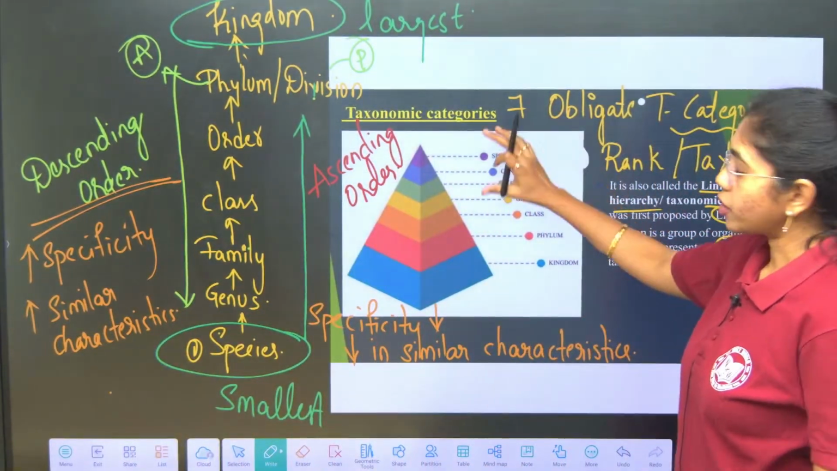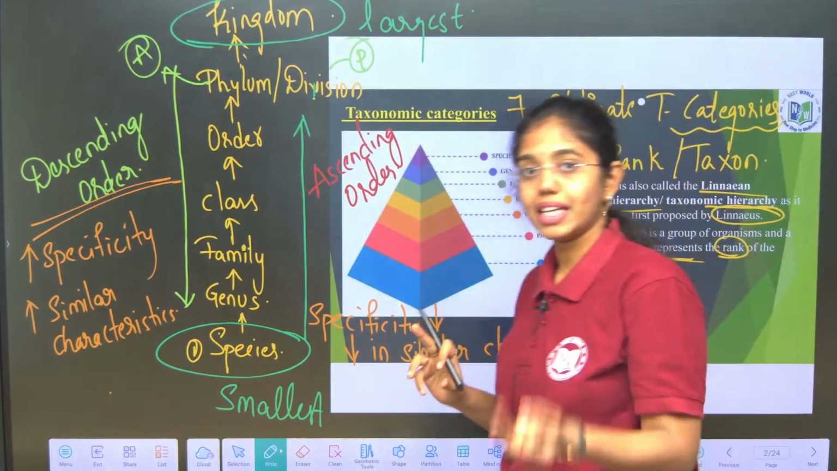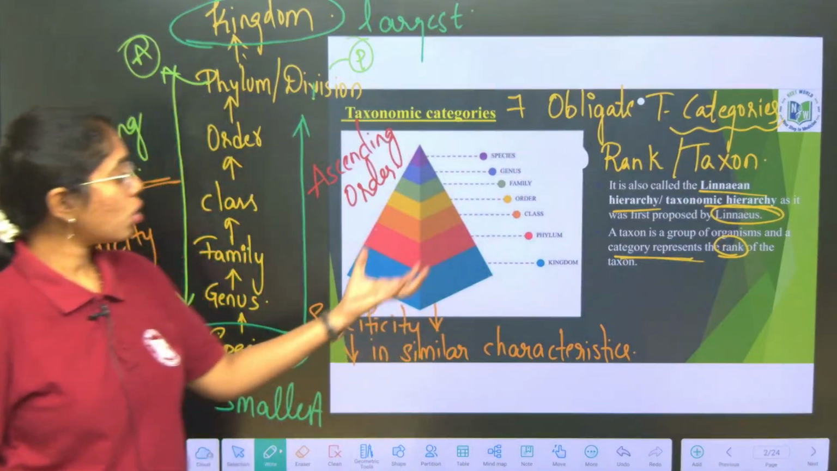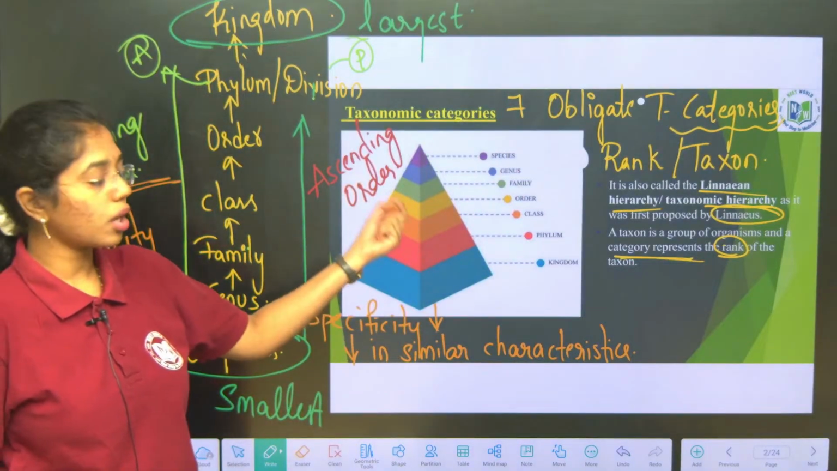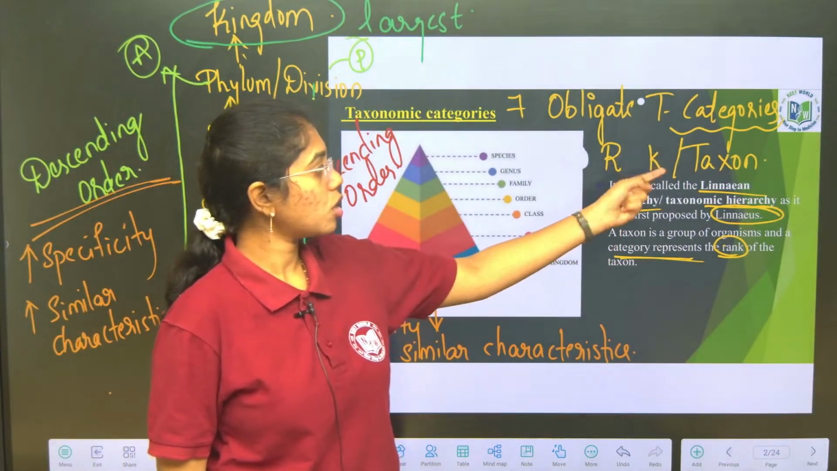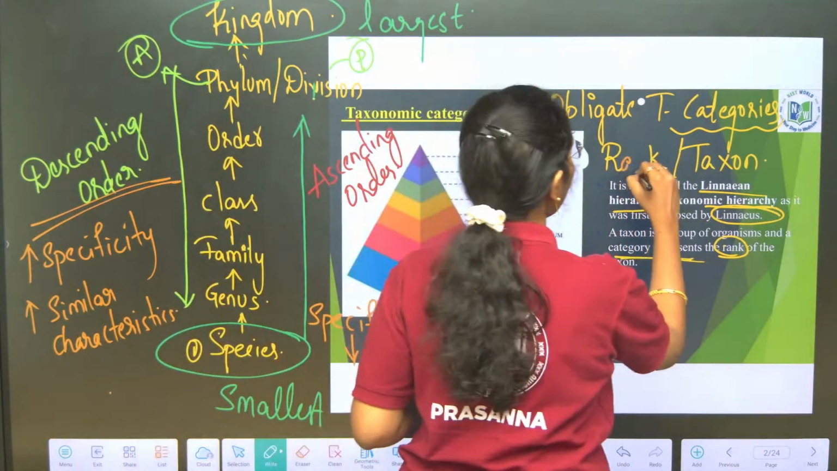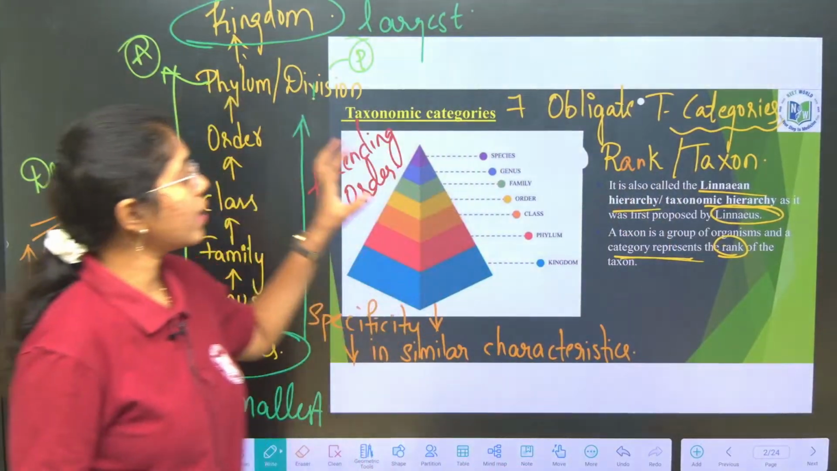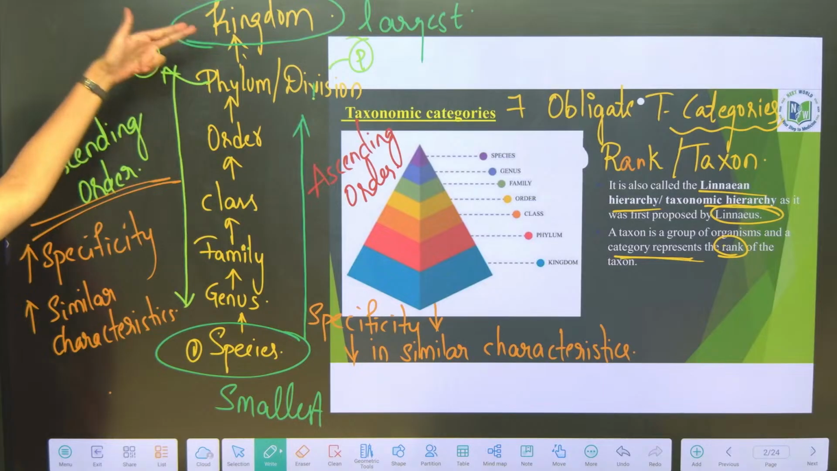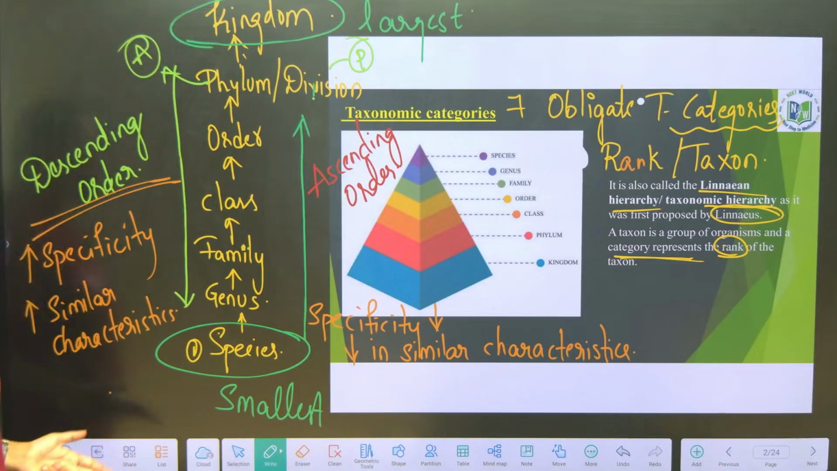Taxonomic hierarchy is also called Linnaean hierarchy. This is given by the scientist Linnaeus. Each taxon represents a group of organisms. Taxon is also called rank or category. As such, we have 7 obligate categories. Ascending order is from species to kingdom, and descending order is from kingdom to species.